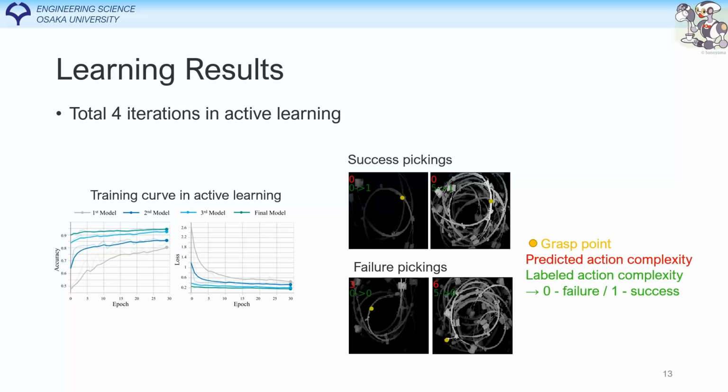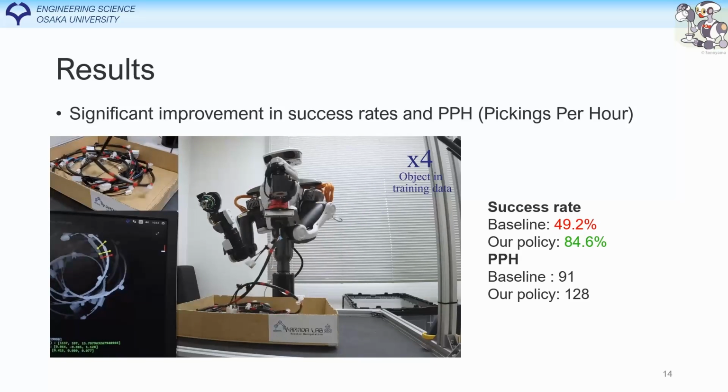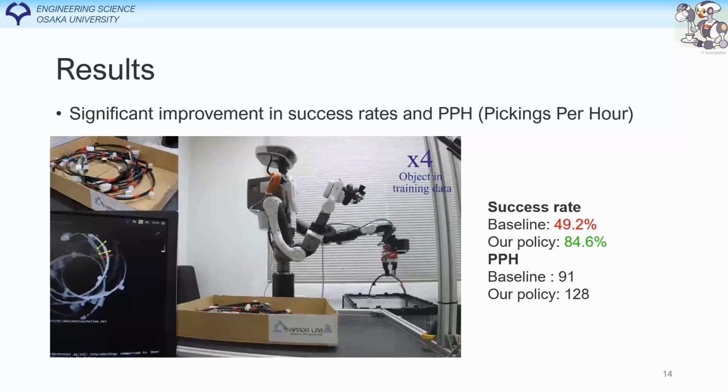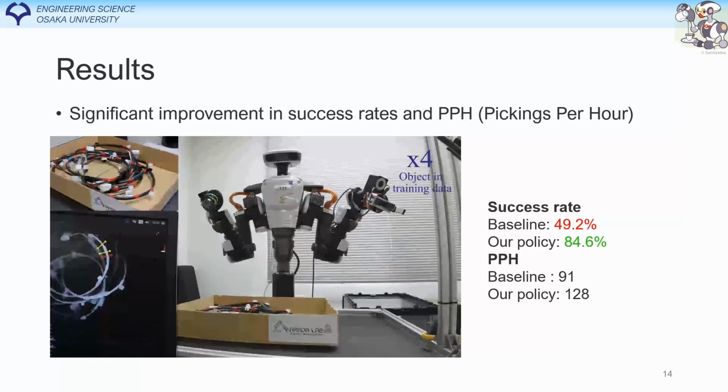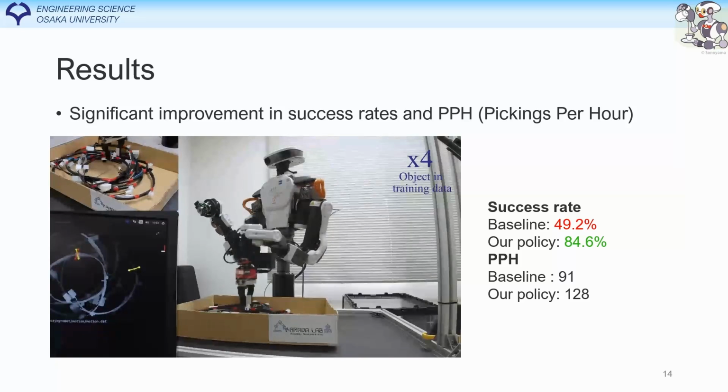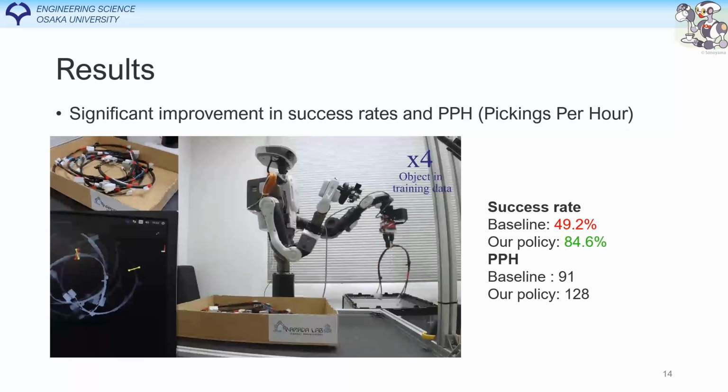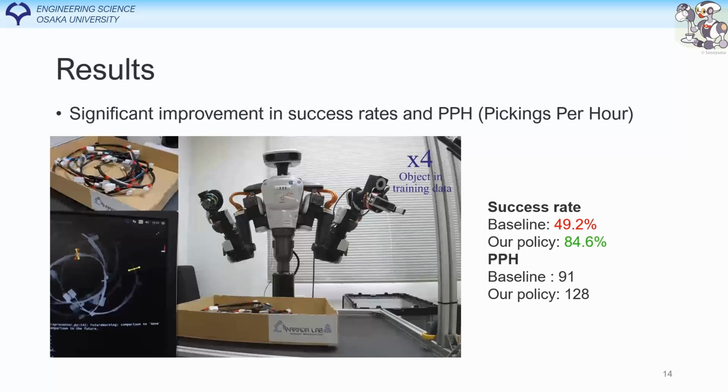In active learning, we stopped training after 3 times of fine-tuning as it achieved the best performance. We also validate the performance of the final model of ASPNet. It can predict the optimal actions compared with the labeled one. We compare the bin picking performance of our policy with the baseline. Our policy can significantly increase the average success rate. The PPH also shows the efficiency of our policy.